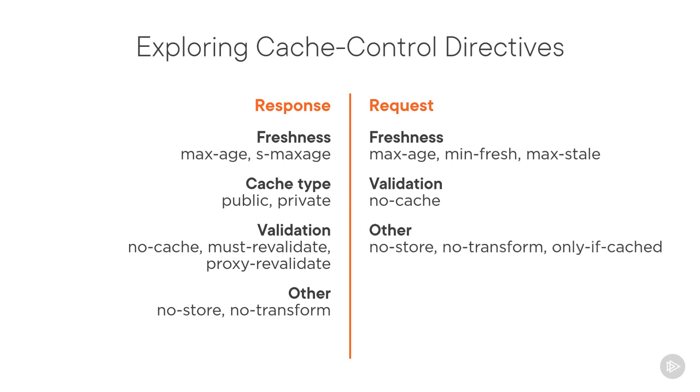No store and no transform are the same as for response headers. There's only one new one, only if cached. This states that a client wants the cache to return only those responses that it currently has stored and not reload or revalidate with the origin server. This one is typically used when there's a very poor network connection.